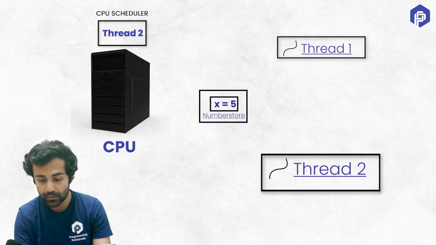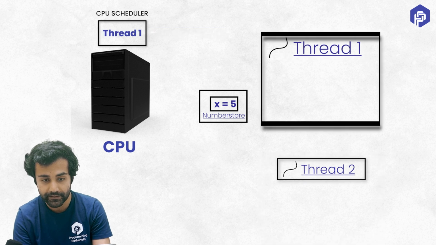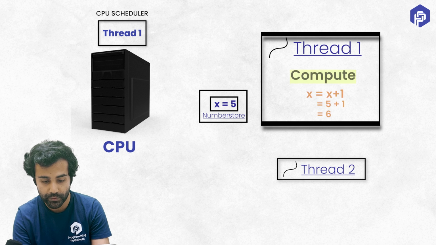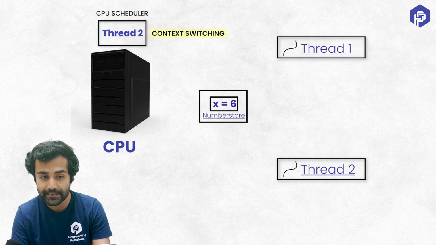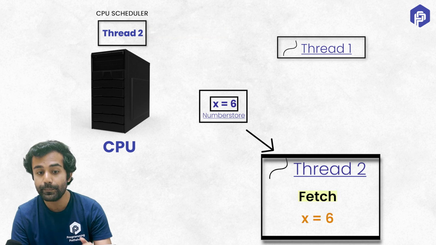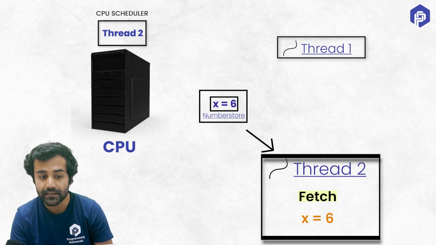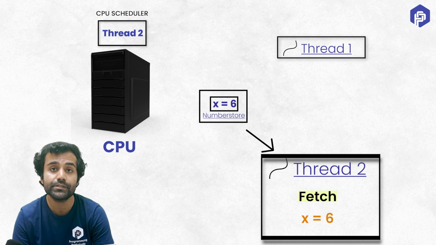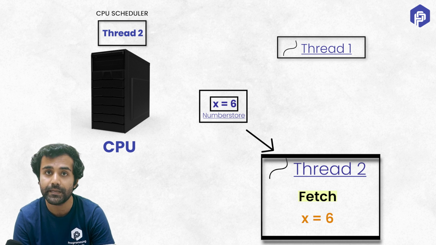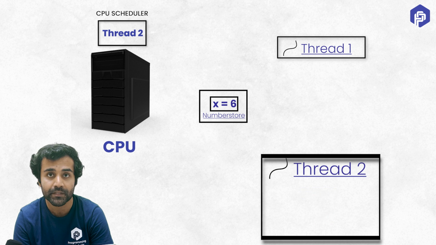Now let's say another context switch happened where T1 again came into picture and T1 this time was able to perform compute as well as update. Now if thread 2 wants, it can get inside and perform a fetch. So basically, if thread 1 is in the middle of fetch, compute, update, during that time, other threads should not be allowed to perform any of these fetch, compute, and update.